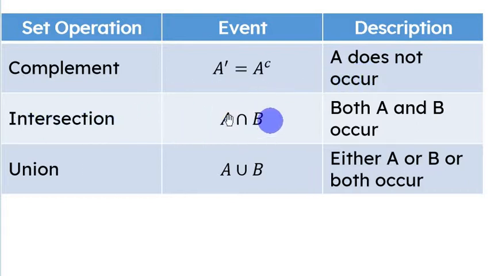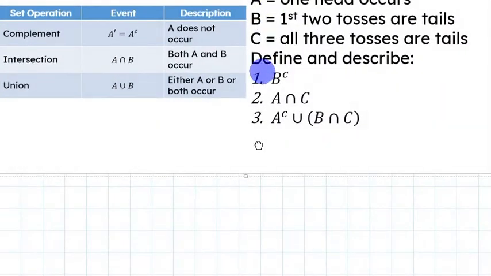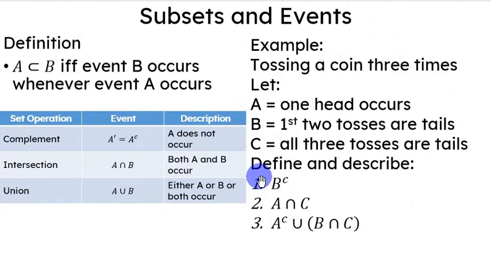In intersection, these are the common elements between sets A and B. So in probability, intersection would mean that both A and B occur. Union is the collection of all elements in A, in B, and in both A and B. So that would mean that either A or B or both occur. And this will be helpful for us in determining what is the actual sample space, what is the actual event given certain situations.